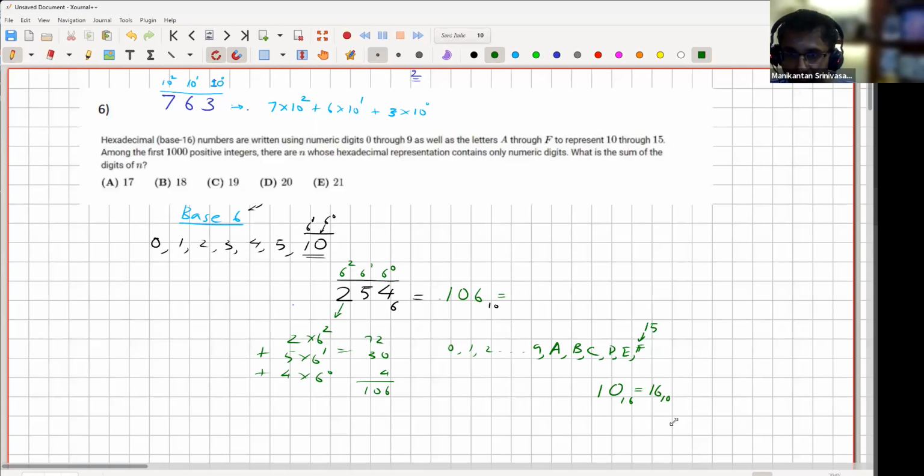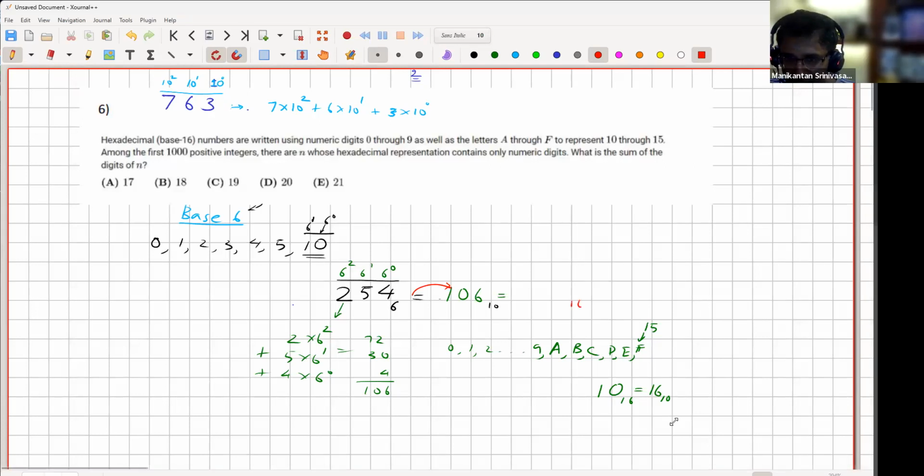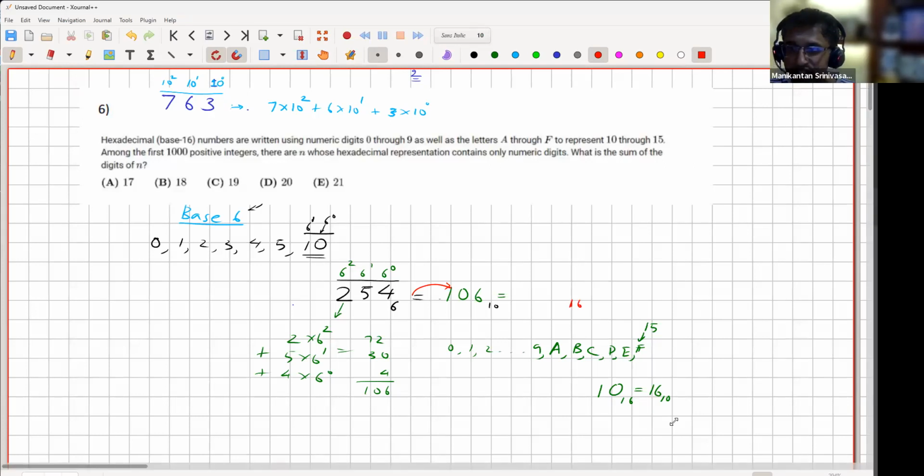Okay, now, can you go ahead and convert this 106? Just like we converted base 6 to base 10, convert base 10 to base 16. What is 106 in base 16? Can you tell me?